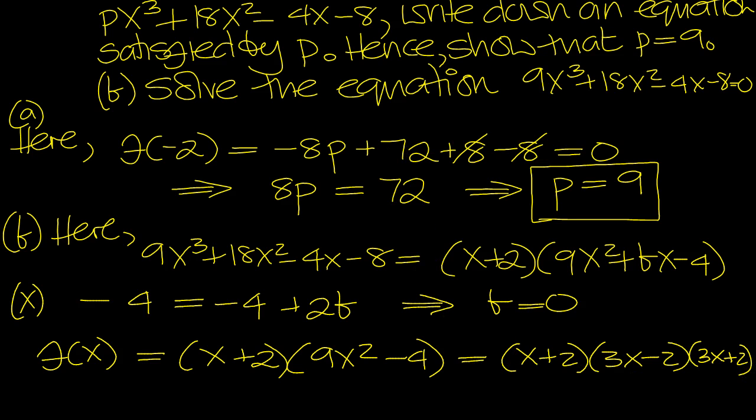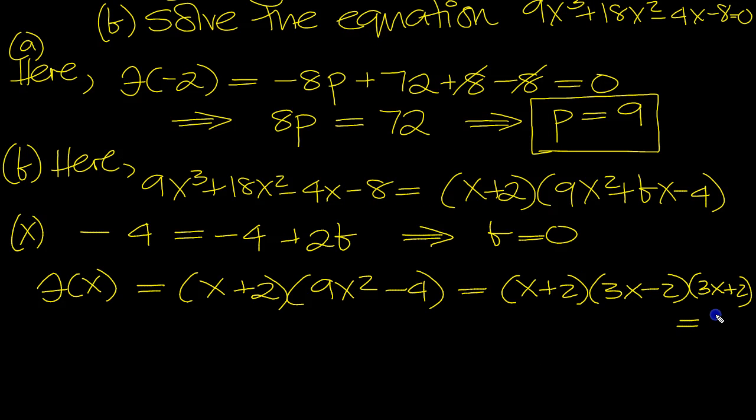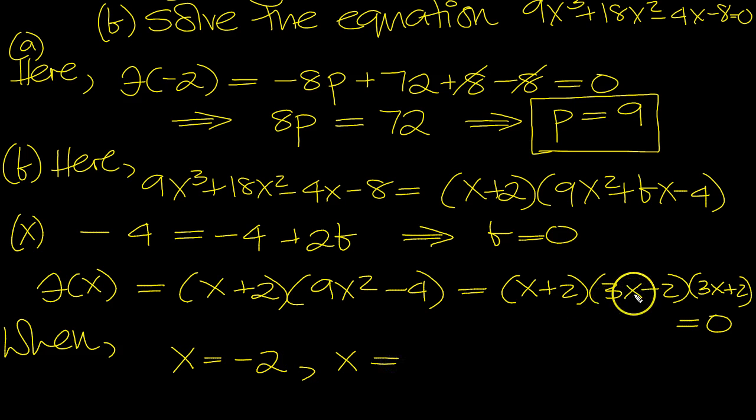So that gives us solutions. So this equals 0 when x is equal to minus 2 for this one. x is equal to, here it would be 2/3, wouldn't it? And here it would be minus 2/3. And those are the three solutions we've obtained.